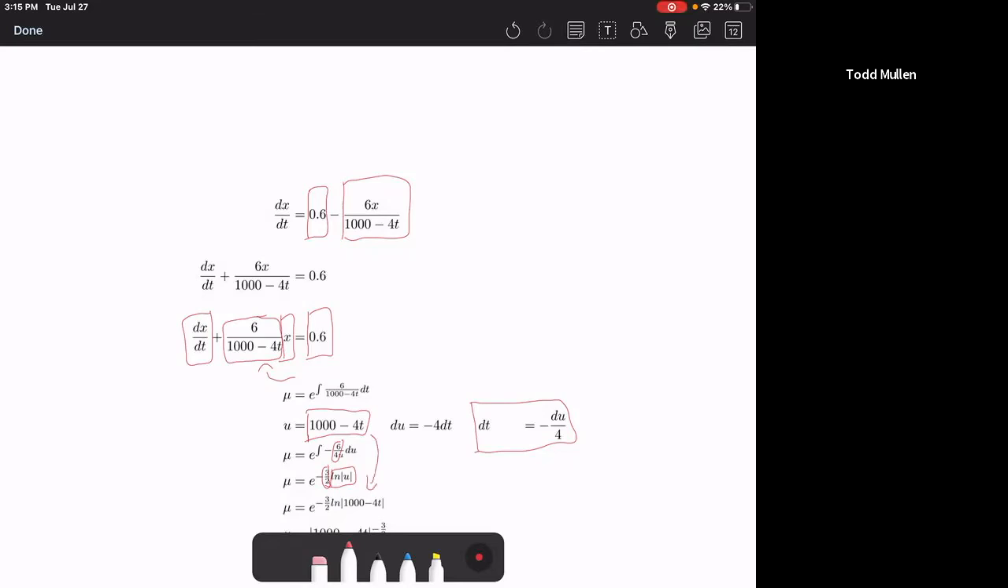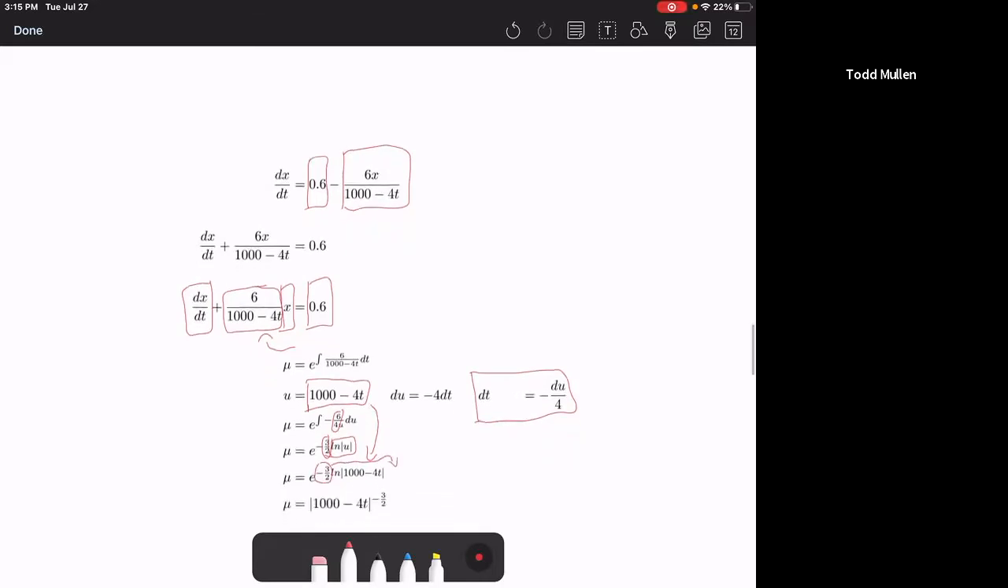So that's where that comes from. And now we're going to use that same law of logarithms that we've been using to take this factor in front of the ln and bring it out as a power. And then e cancels with ln, and we're just left with 1,000 minus 4t raised to the negative 3 over 2.